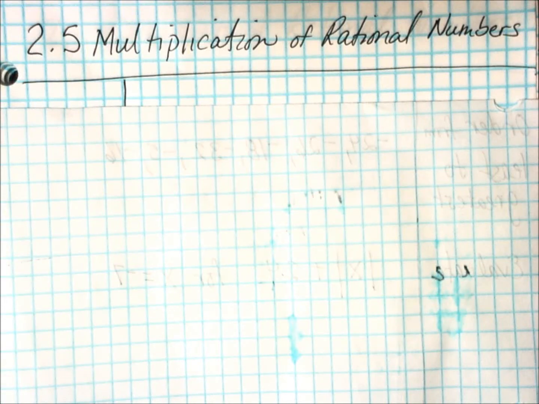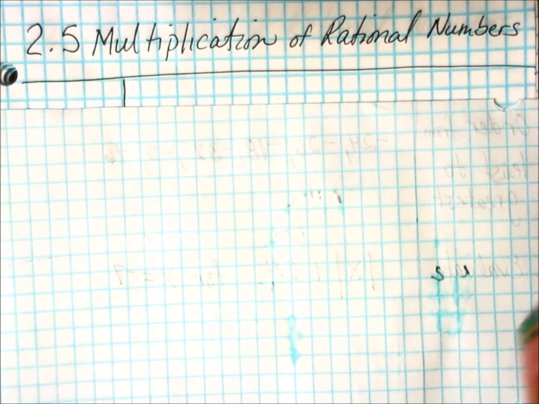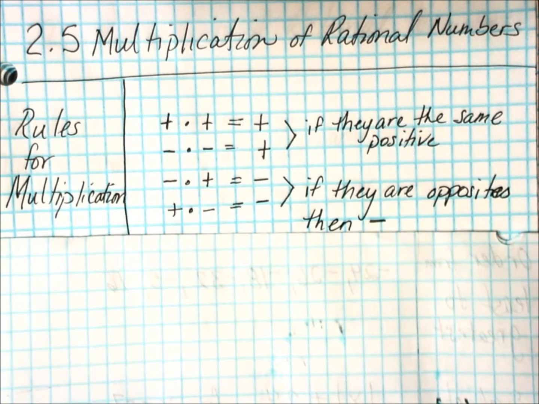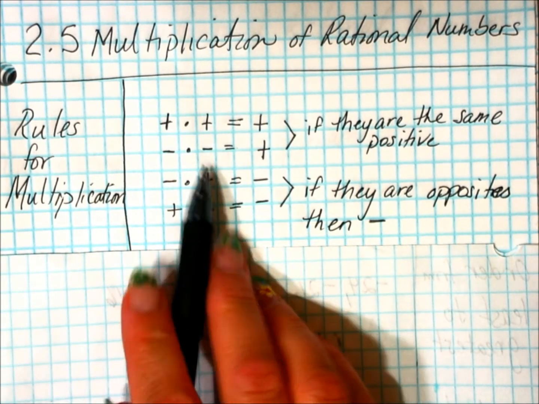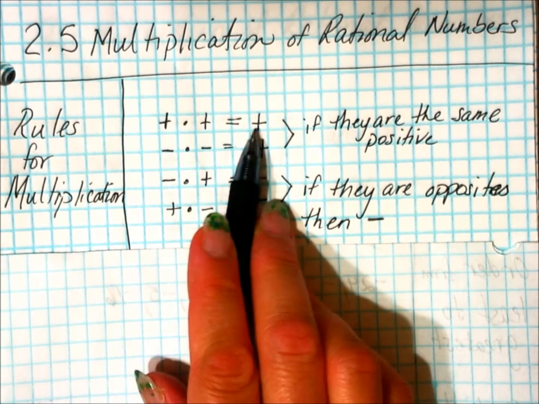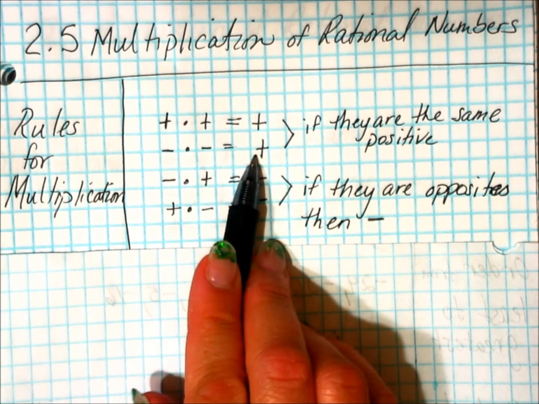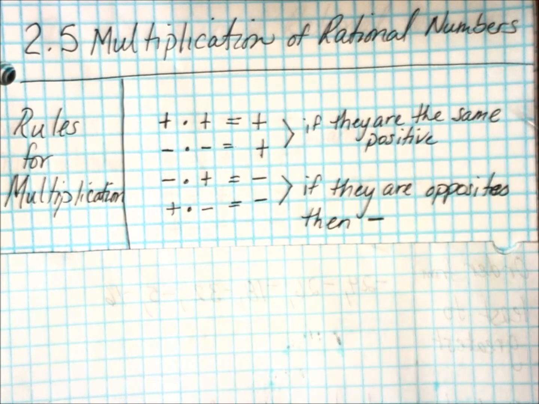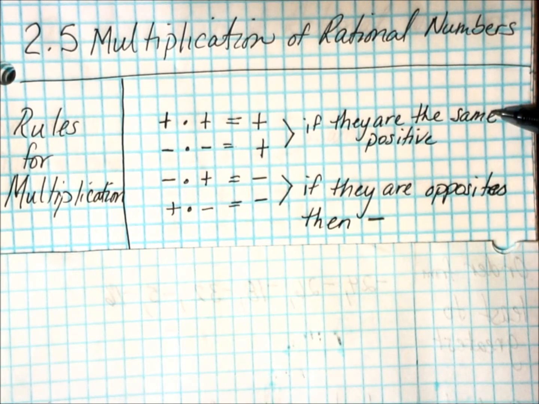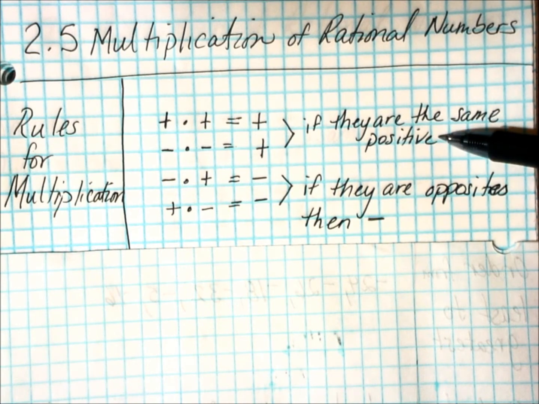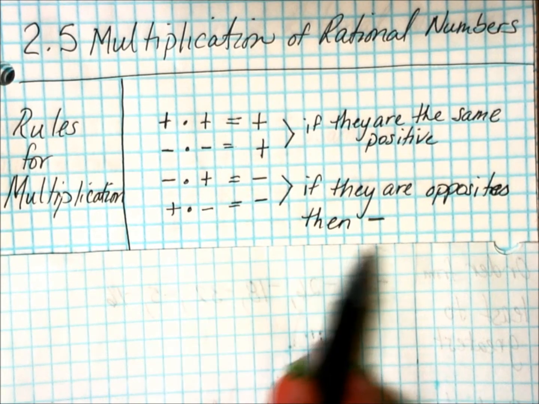All right, so now we have 2.5, multiplication of rational numbers. And we're going to talk about the rules that go along with multiplication. If we're looking at a positive times a positive, the answer is going to be positive. Or a negative times a negative, the answer is going to be positive. If they have the same signs, your answer will be positive. If they're different, it's going to be negative.